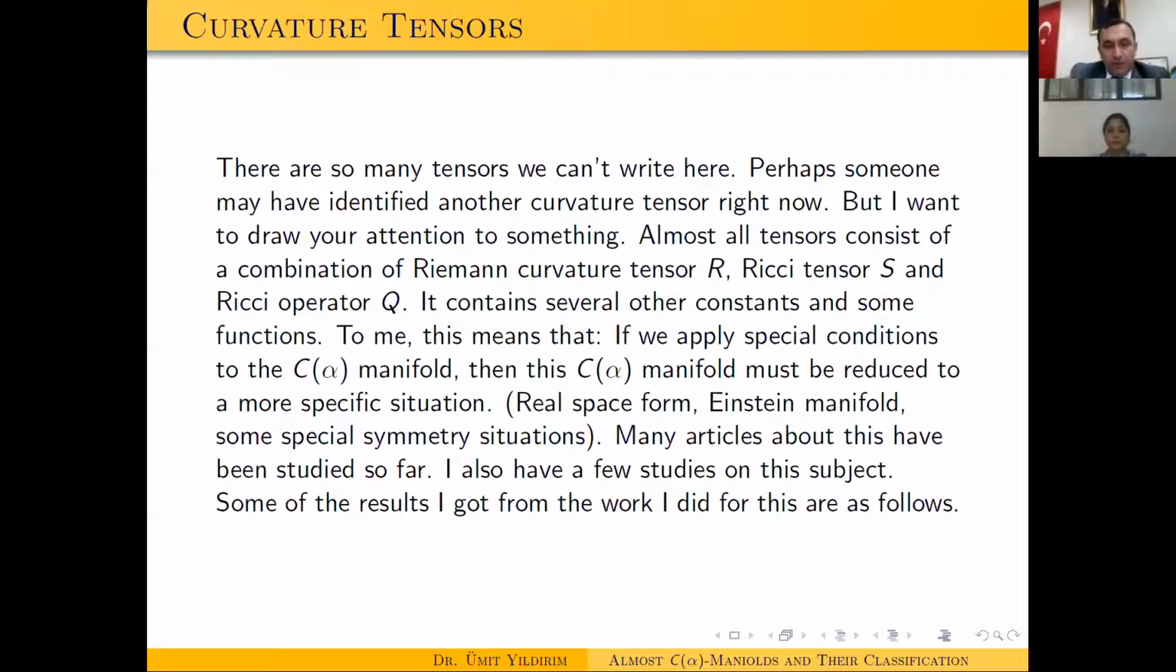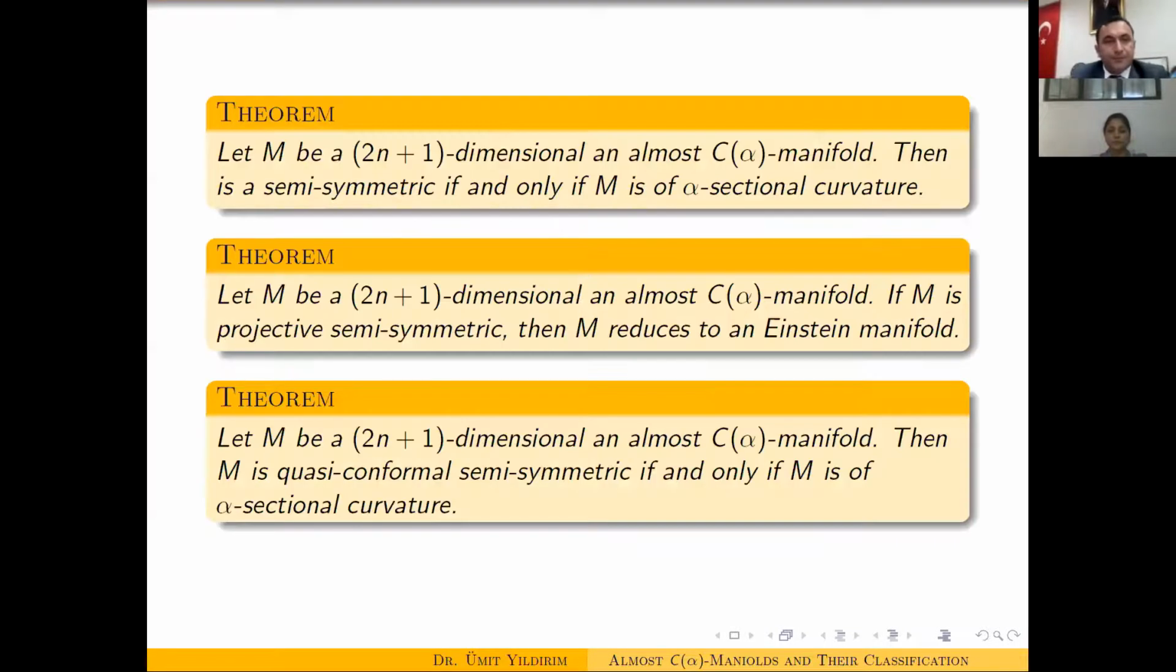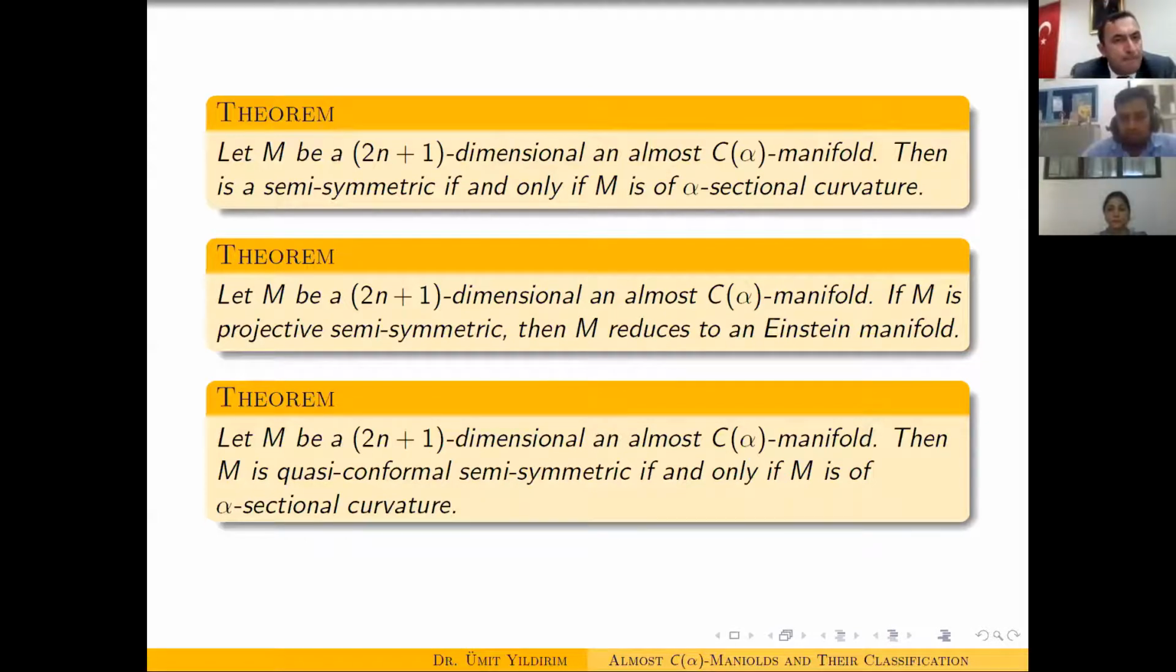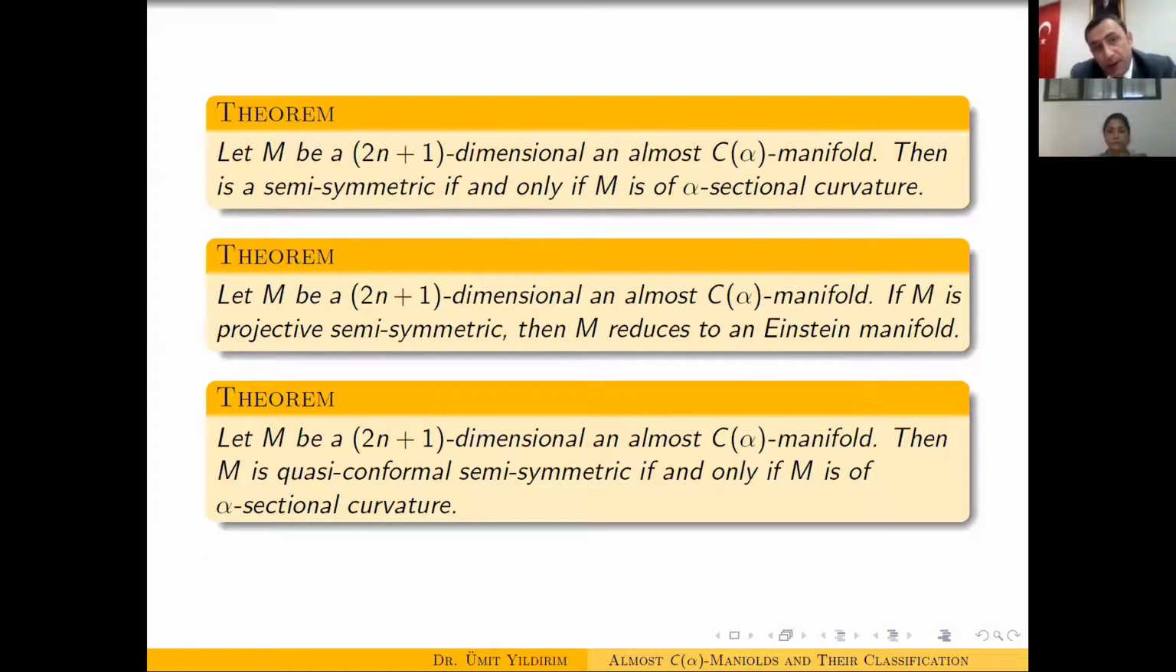I also have studies on this subject. Some of the results I got from my work in this area are as follows. These theorems I found in my doctoral thesis. Theorem: let M be a 2n plus 1 dimensional almost C-alpha manifold, then M is semi-symmetric if and only if M is of alpha sectional curvature.